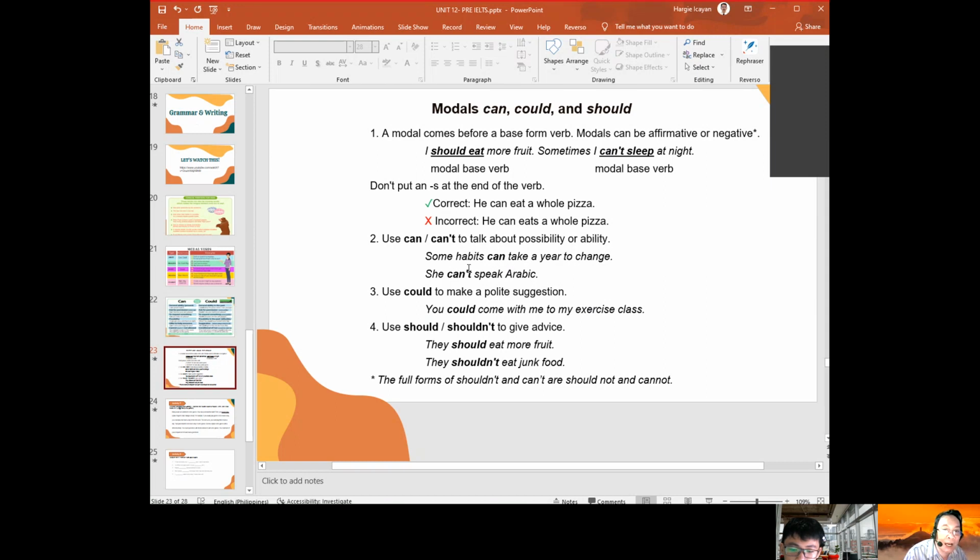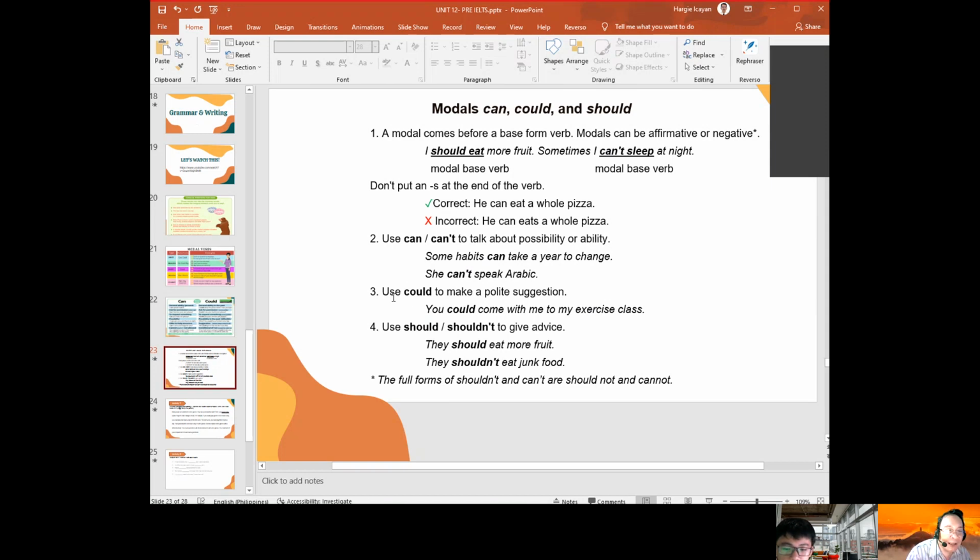So in this one we are talking about possibility or ability. What do you think with this? Is this possibility or ability? What about sentence number one? Is it possibility or ability? It is possibility. Okay, what about sentence number two? It is ability. Yes, because speaking different languages is an ability. Not all people can do that.